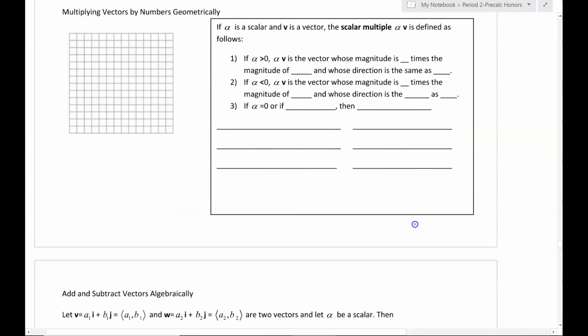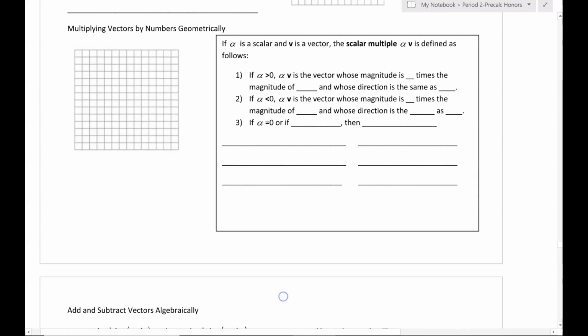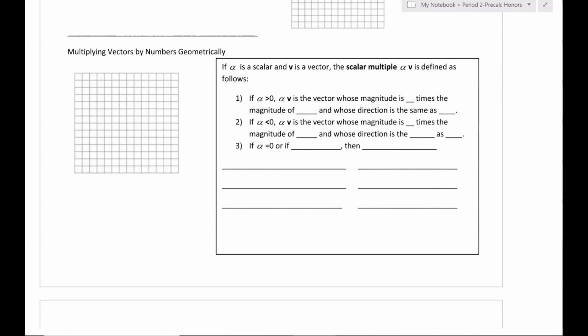We have just, I think, 2 more, maybe 3 or 4 more definitions here. So let's continue with multiplying vectors by numbers geometrically. Again, I'm going to use quadrant number 1. I'm going to make up a vector V here. Let's start here. We are going to go up 2 and then 5, to make vector V. So go ahead and draw a vector V.